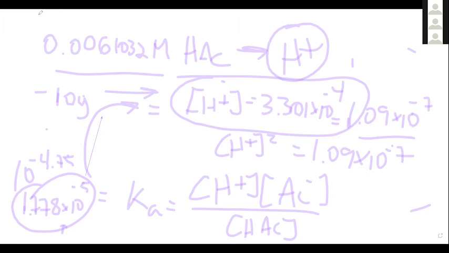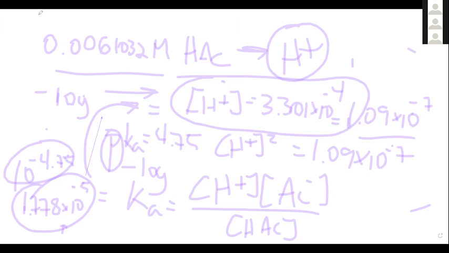I'm just wondering, that 1.778 times 10 to the negative 5, was that the log, or the negative log? Yeah. So the pKa of acetic acid is 4.75. What does that mean? That means the Ka is 10 to the minus 4.75, because that's what P means. P means minus log of.